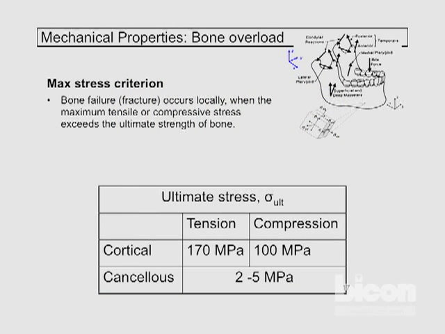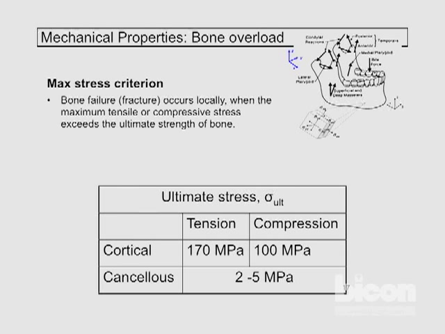Now, the comparison criteria is the maximum stress criteria, and as I said at the beginning, it's a simple criteria. We are just looking at the bone failure, whether bone failure occurs or not. So to do that, we need to determine the maximum stress that occurs in the bone due to the loading and compare that to the ultimate stress that the bone can take.